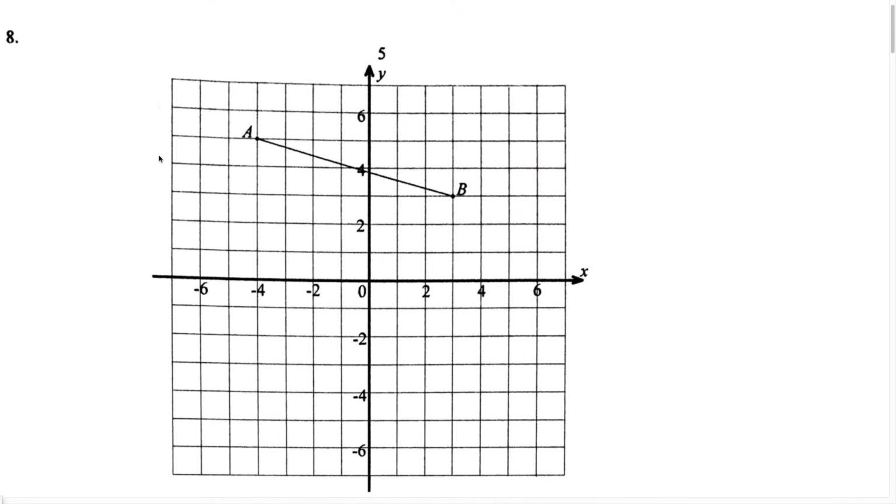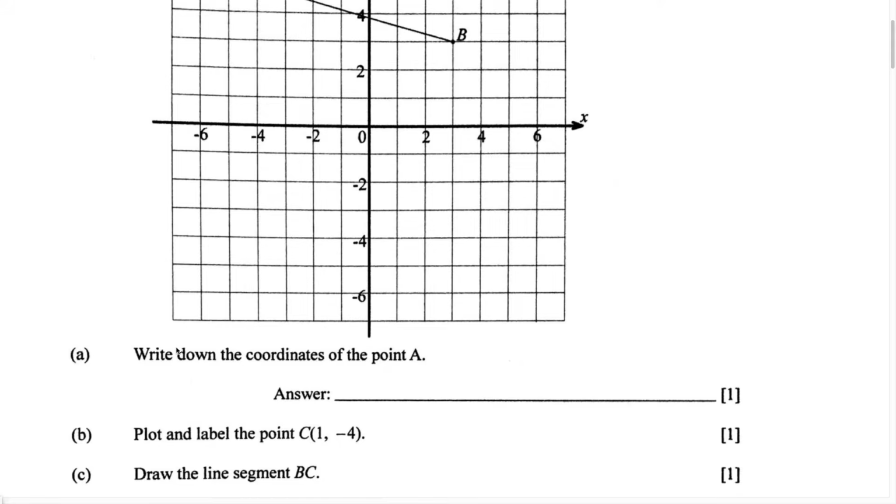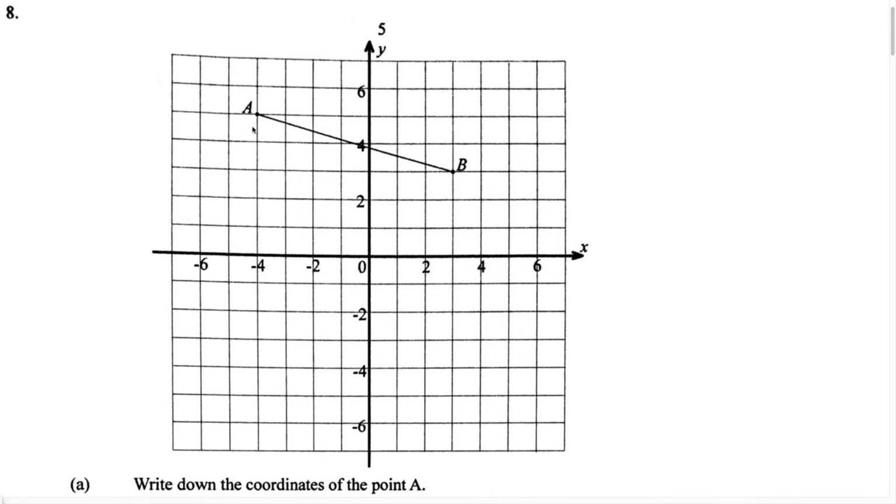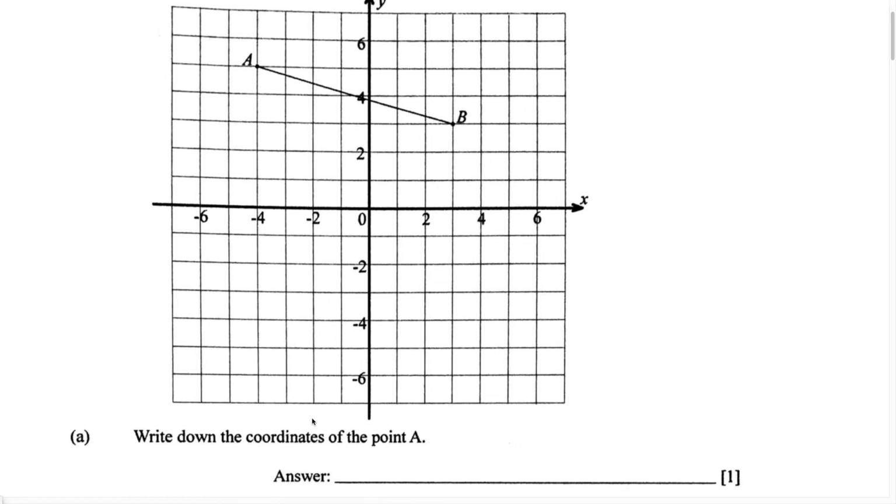Okay, now let's do question 8. We can see they give us a graph, and the question says, write down the coordinates of the point A. We can see point A is going to be right here. So for point A, the x value for A is going to be -4. We can just write -4, comma, and the y value now is going to be +5. So we can just write 5.